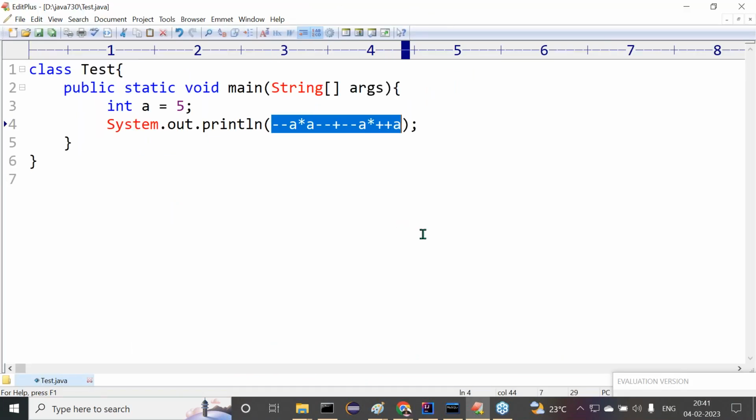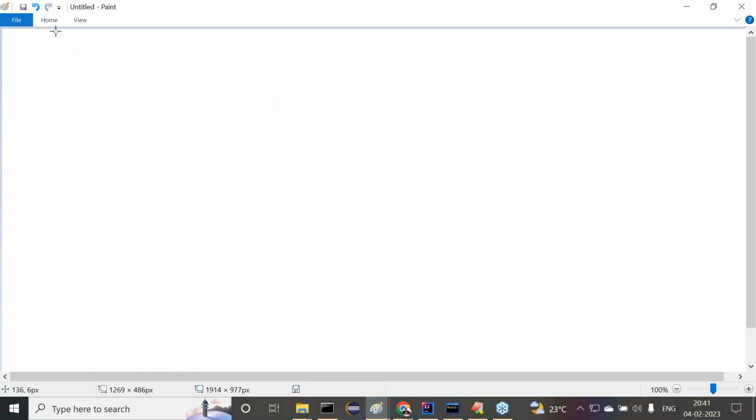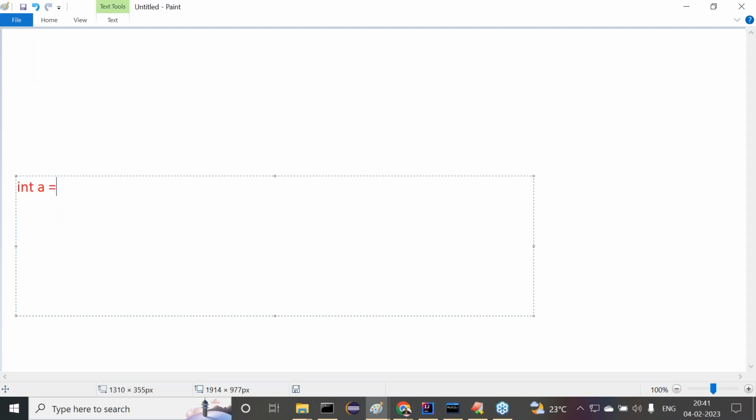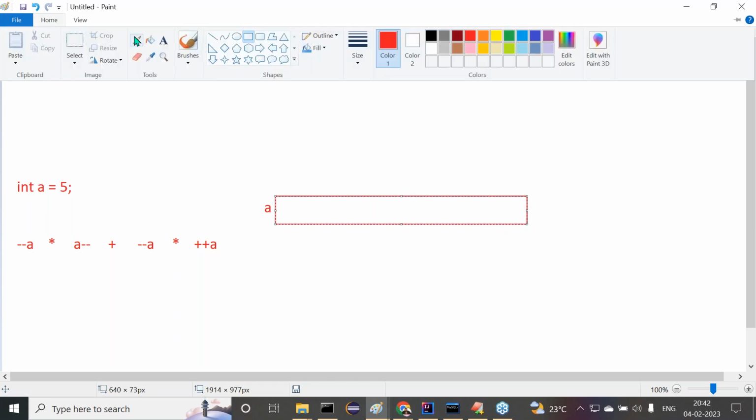The value of a is 5. Now this expression here I provided. If we separate it like this, you will not get any confusion. First of all, a variable will have 4 bytes of memory. In that 4 bytes of memory, what is the value there? 5. The initial value is 5.